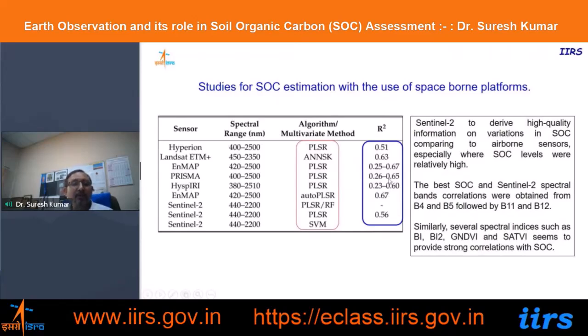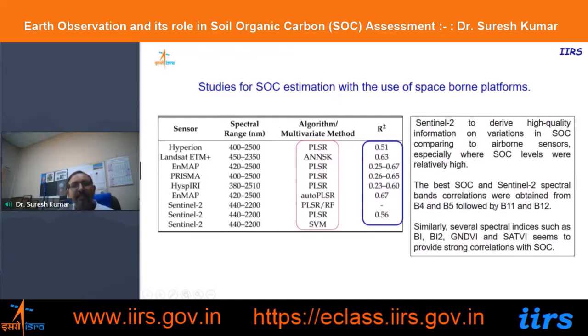We are not getting a very good correlation coefficient because reflectance is not only governed by soil organic carbon, but also by soil moisture and the clay content present in the soils. Even if we take dry soils, the clay content governs the reflectance characteristics. That's why we are getting an R square of not more than 0.6.